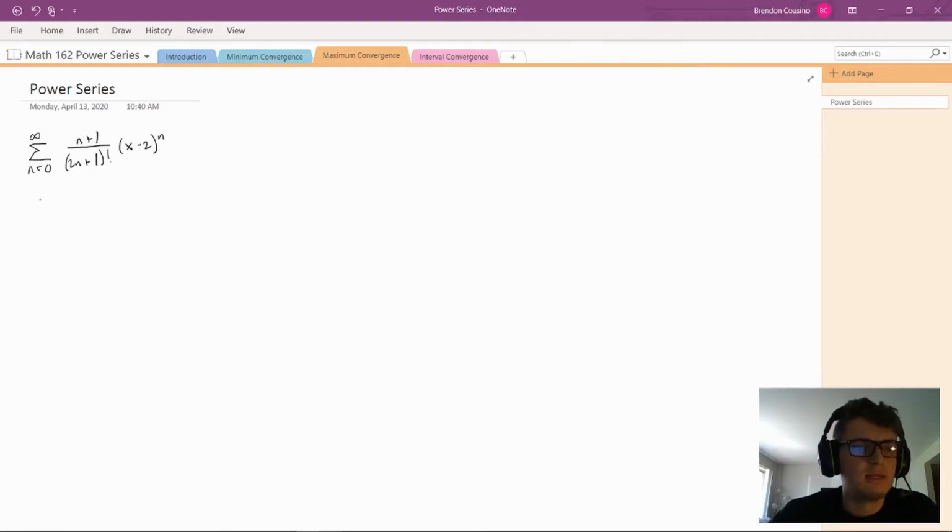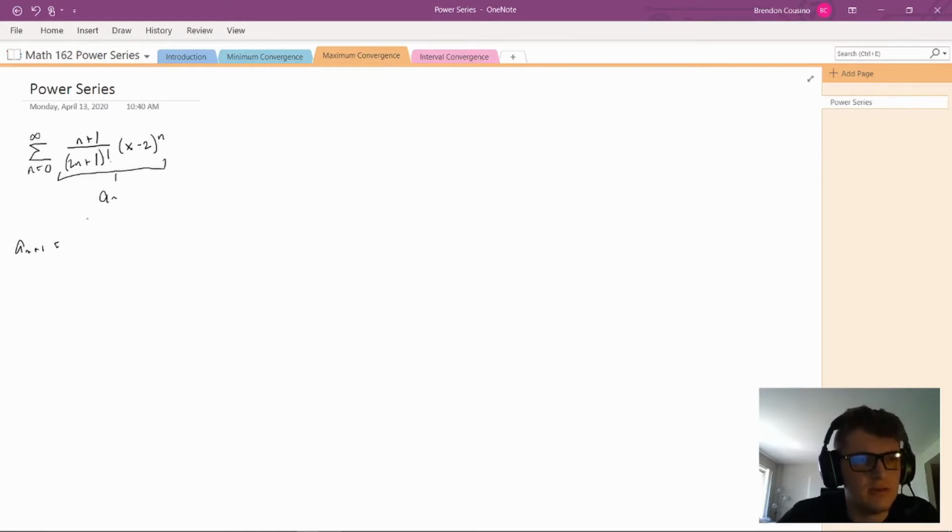Alright, so let's get into this power series example. We're going to go through this and find the radius and interval of convergence of this series, and we're going to do that by using the ratio test. Just like on the last video, we're going to start out by defining our a of n term, and then let's write out our a of n plus 1 term.